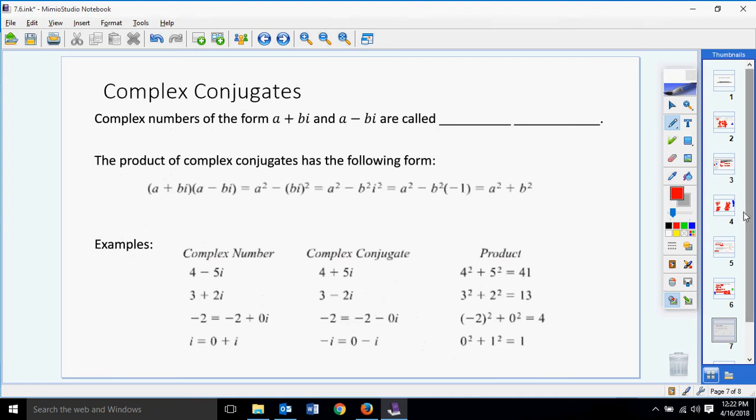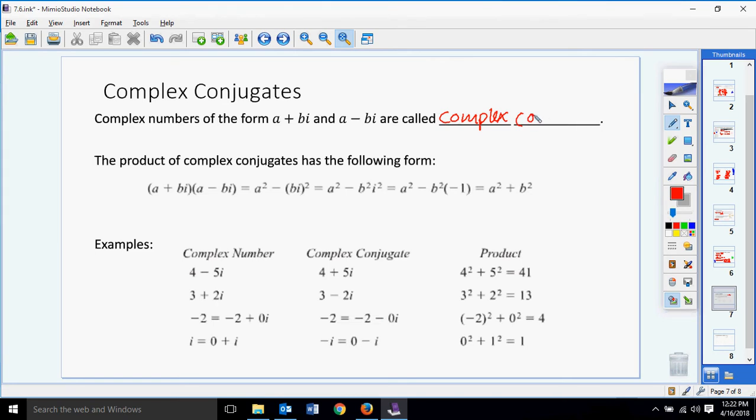Complex conjugates. So the same idea of a conjugate from previous chapters we can use on complex numbers. So a plus bi is a complex number, and a minus bi are called complex conjugates. Remember, the only thing that changes is the addition and subtraction sign.